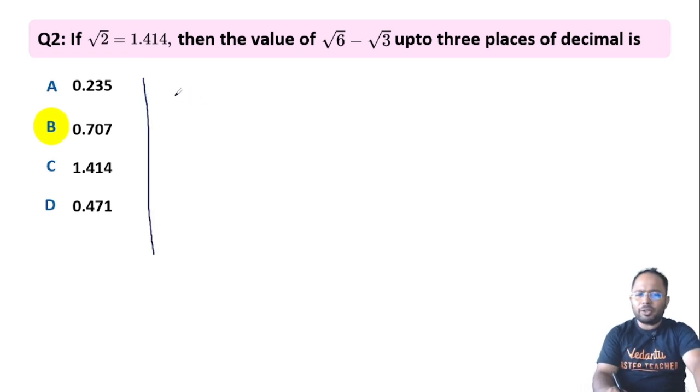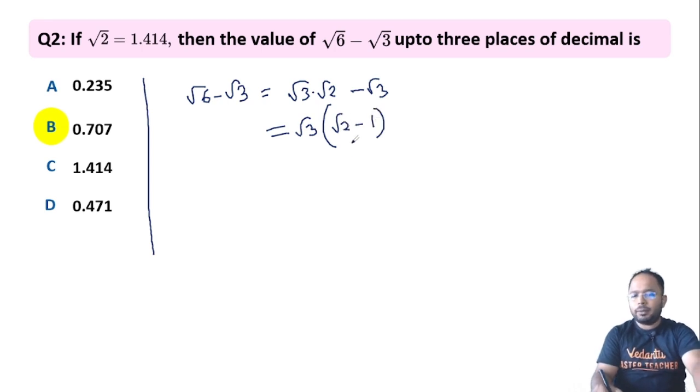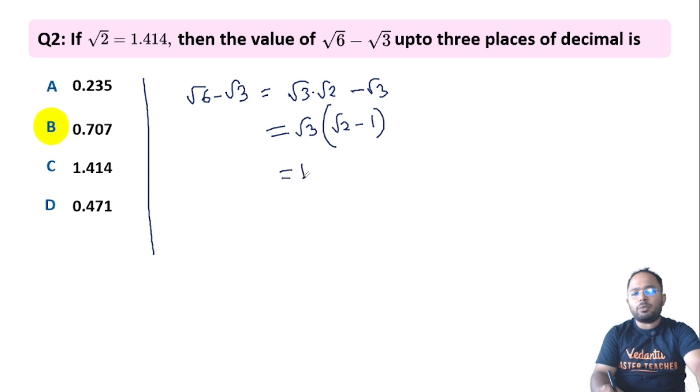Okay, so let's look how we can do. As root 6 minus root 3, students, we can write this as root 3 into root 2, minus root 3. Now root 3 can be taken as common, if we take it common, we can get root 2 minus 1. Now root 3 is 1.73. It gets multiplied with the root 2 value, 1.414, minus 1.